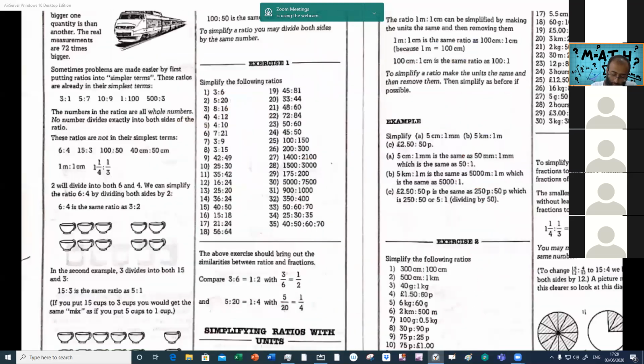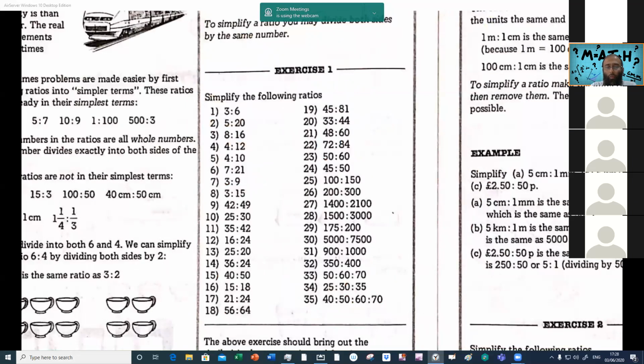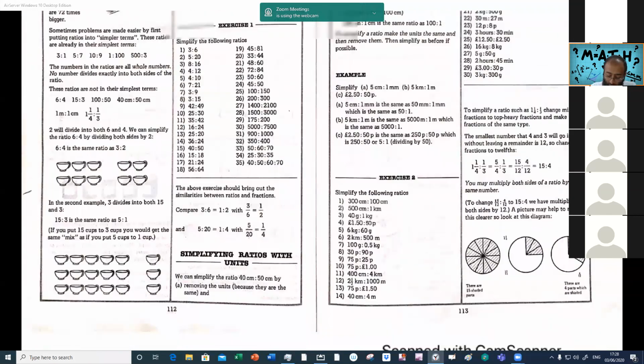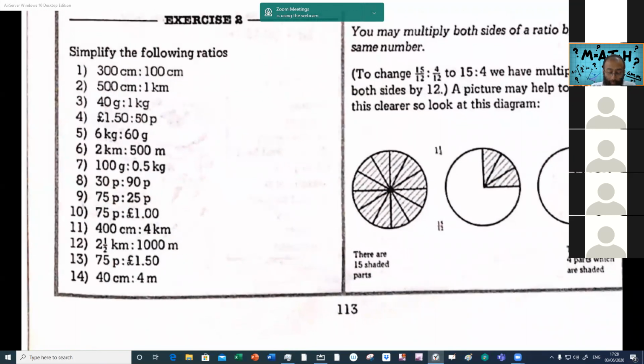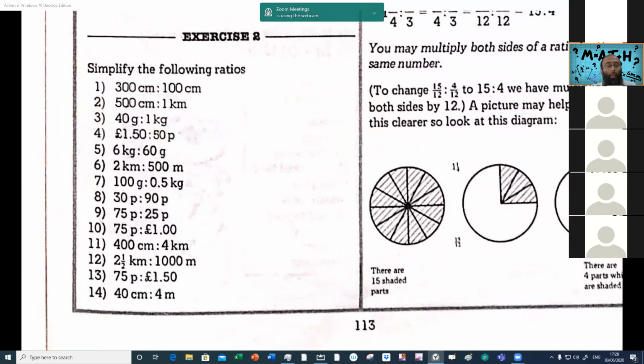Right, so exercise 1, we've kind of done that. We've done examples, we've done questions, we've done the harder ones. Let's move on to exercise 2, which is the one I want you to concentrate on now. Everybody look at exercise 2, please, for me. I'm going to take some questions out from here.